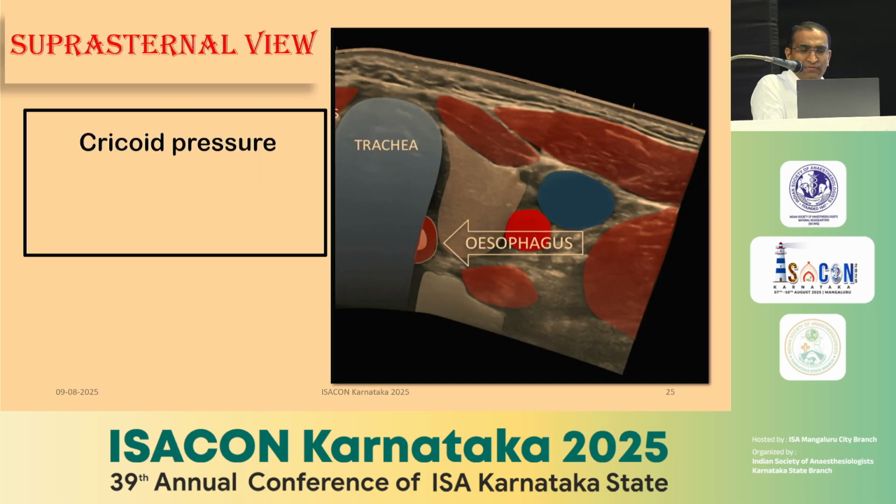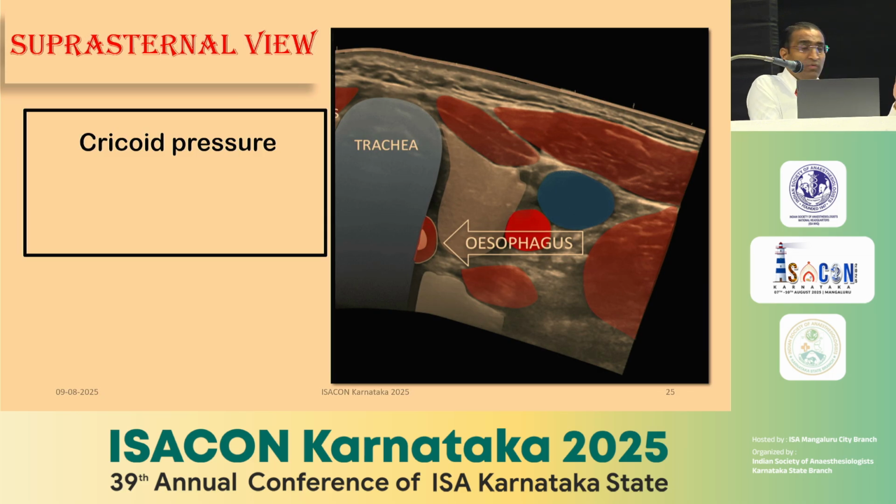If I reverse the anatomy, the striking feature is that with the use of ultrasound we learned the esophagus always lies lateral, left lateral, never behind the trachea. Now the question arises whether we are applying cricoid pressure properly to prevent regurgitation or aspiration. So now some modification to cricoid pressure is required.